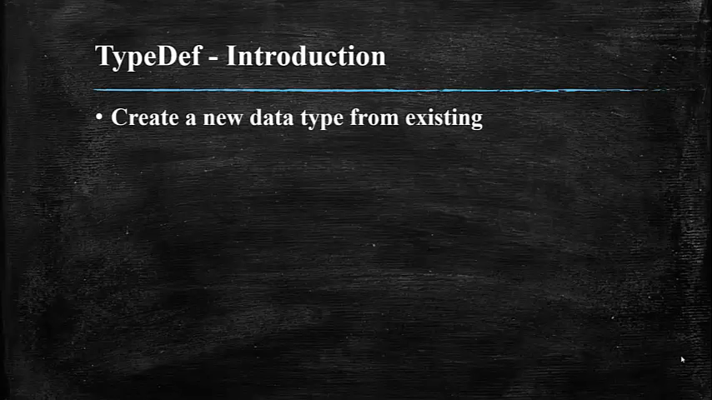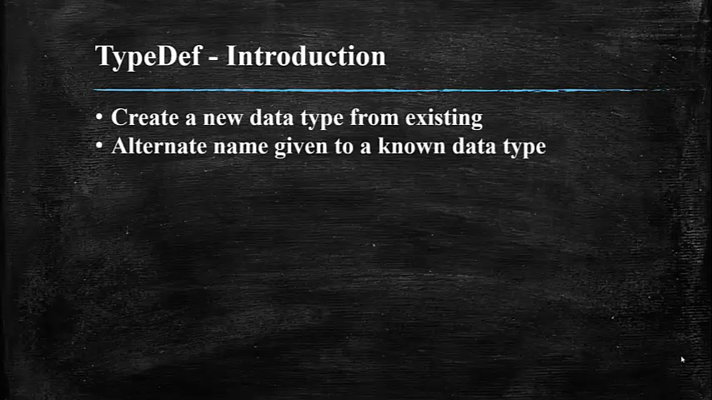data type. Basically you are trying to create a new data type from the inbuilt or primitive data types that have been defined in C. So we are going to give an alternate name for an existing data type. In C we have primitive data types like integer, float, double, character, void. These are all the inbuilt data types that are available in C.